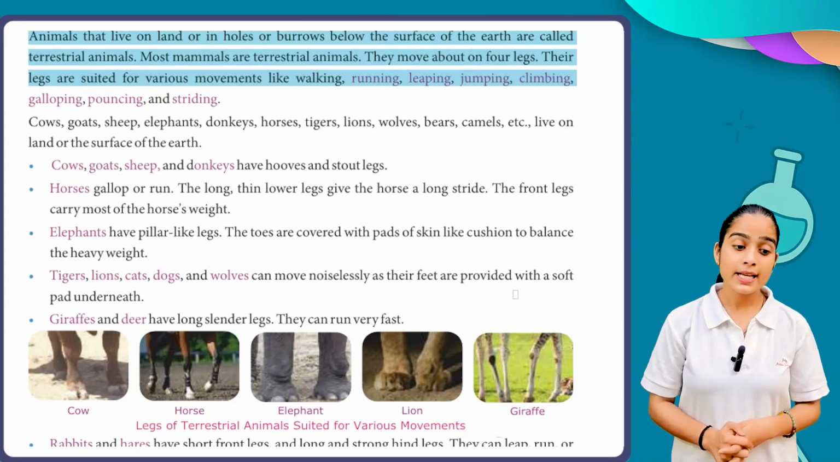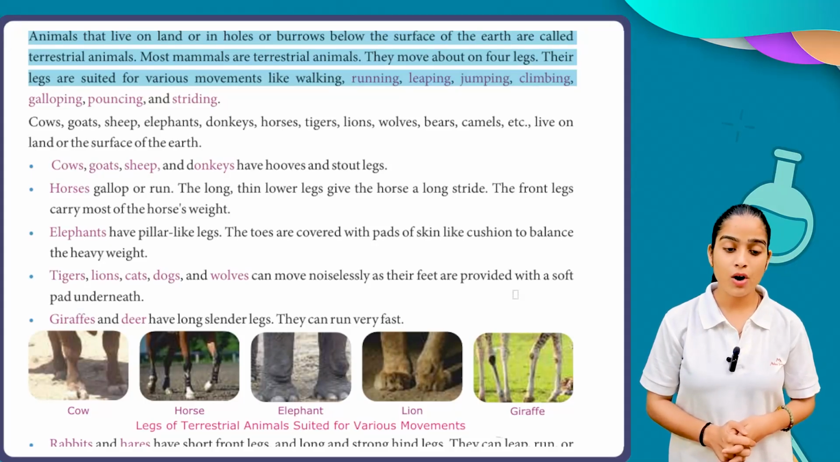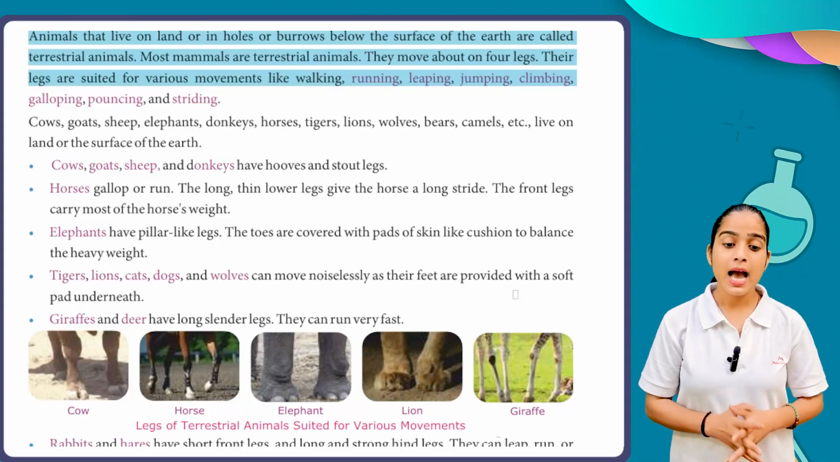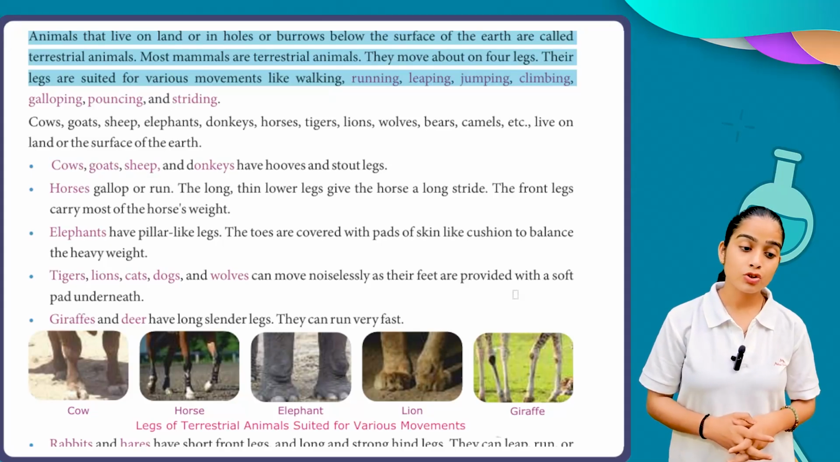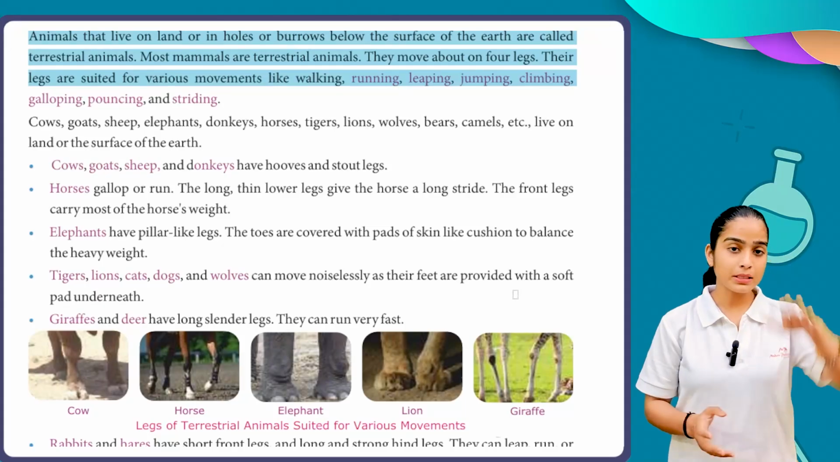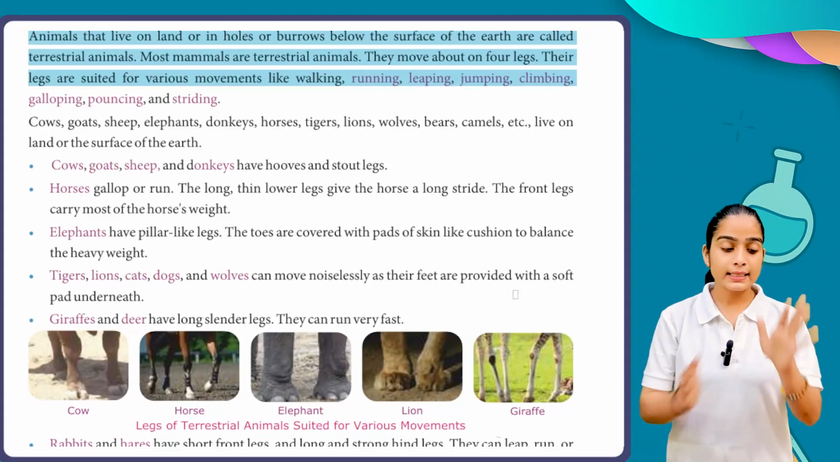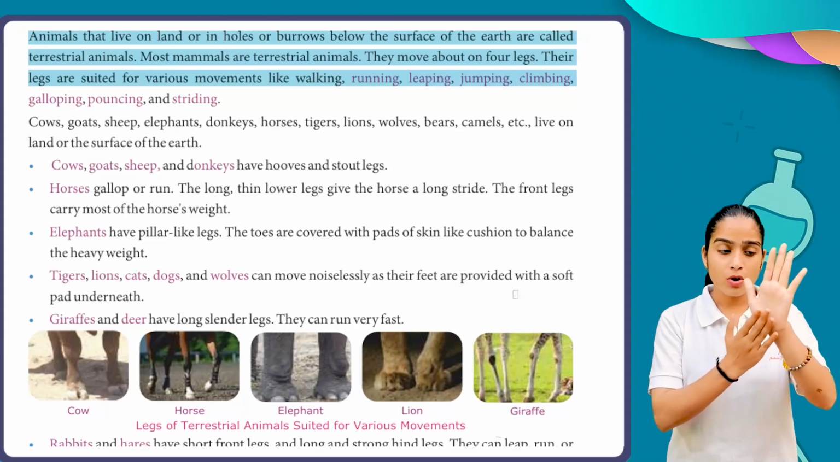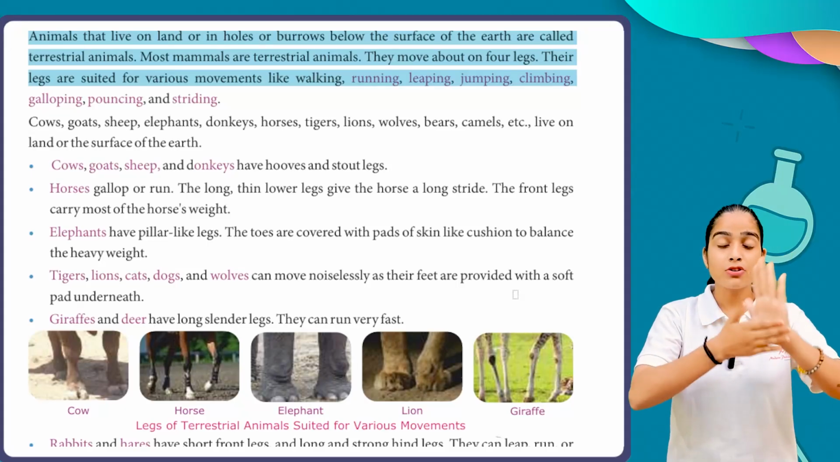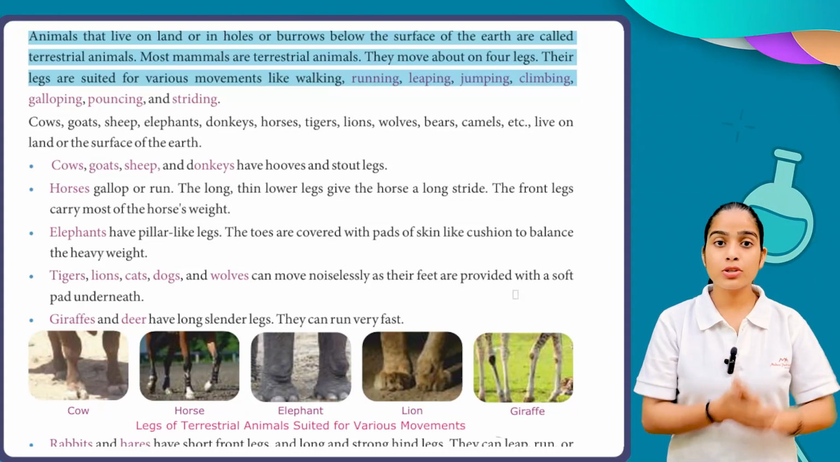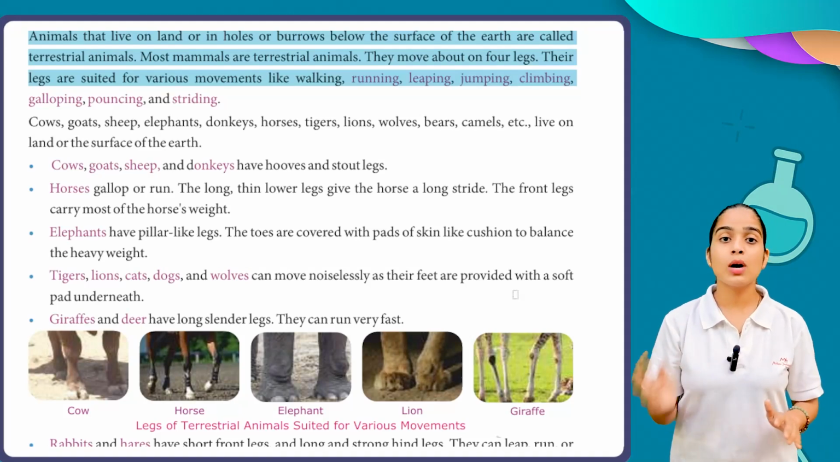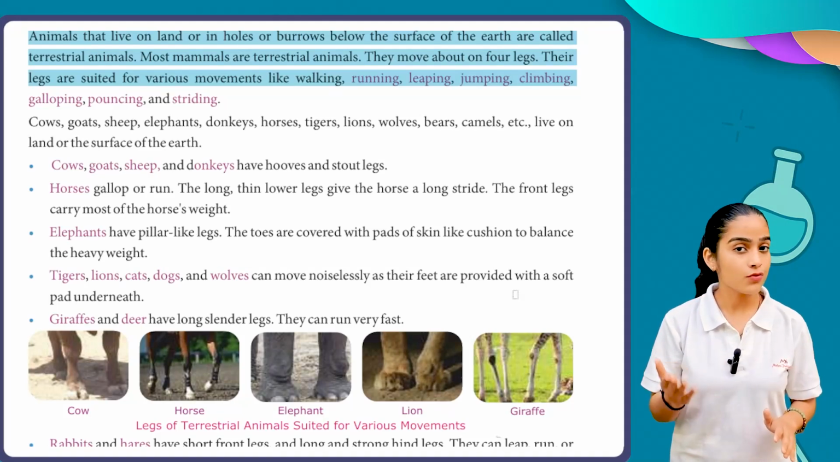Next, tigers, lions, cats, dogs and wolves can move noiselessly as their feet are provided with a soft pad underneath. For example, this is the pad of the tiger, cat or dog. So they have a cushion-like structure, and with this cushion-like structure, they can move from one place to another without any kind of noise.